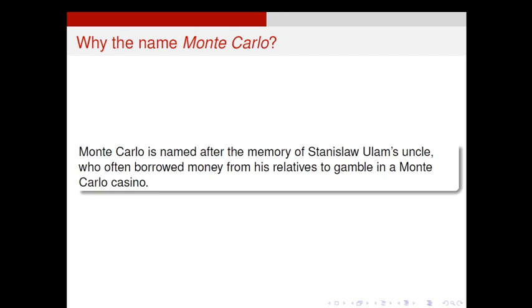Then there is a funny question: why the name Monte Carlo? Usually new theorems and new models are known by the names of their inventors, but we know Monte Carlo is a place. Why is this method called Monte Carlo? Monte Carlo is named in memory of Stanislaw Ulam's uncle, who often borrowed money from his relatives to gamble in a Monte Carlo casino. So he was a gambler, and he lost most of his belongings because of this gambling nature.